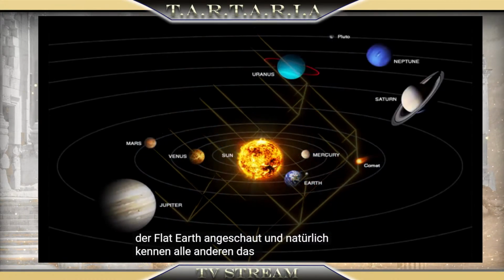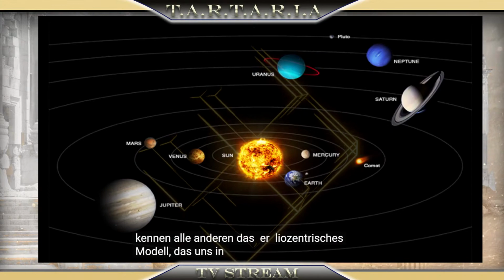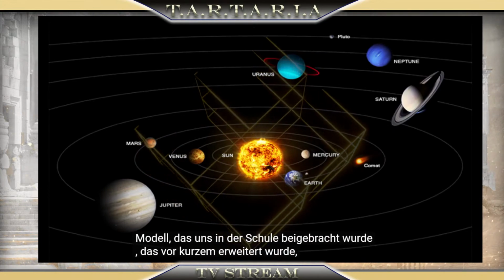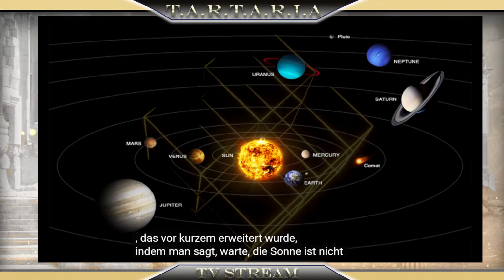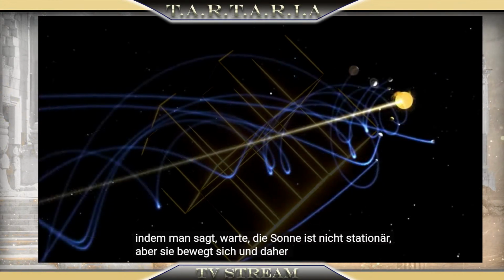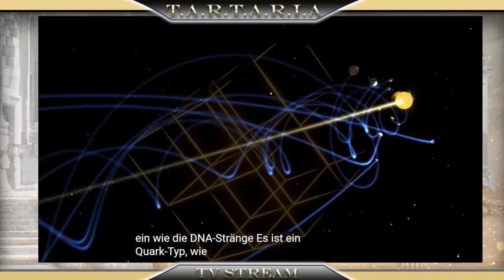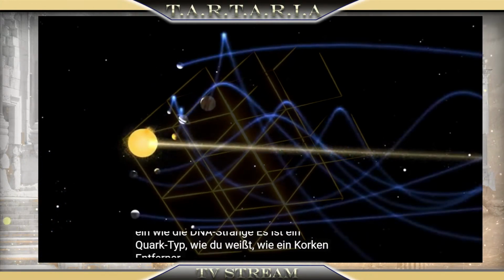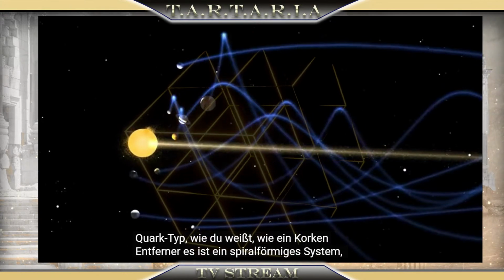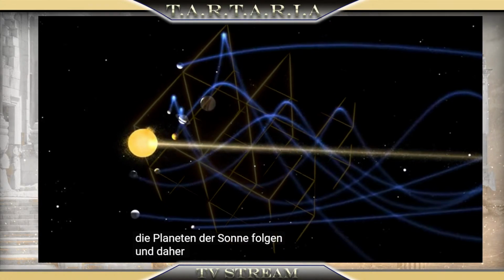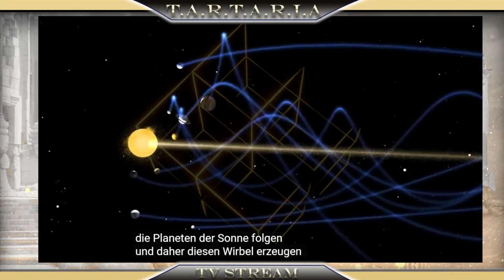And of course, everybody else knows the heliocentric model, which is what we've been taught in school, which recently has been expanded by saying, wait, the sun is not stationary, but it's moving, and therefore it's like the strands of DNA. It's like a cork remover. It's a spiraling system where the planets are following the sun, and therefore creating this vortex.